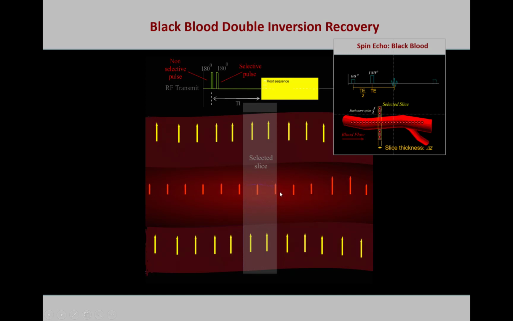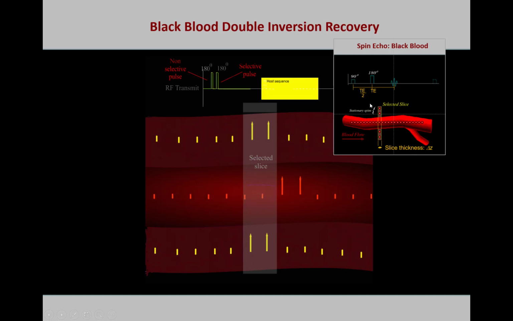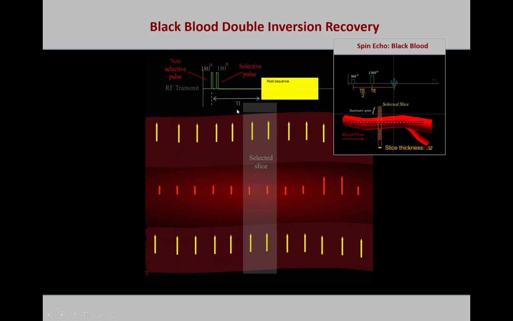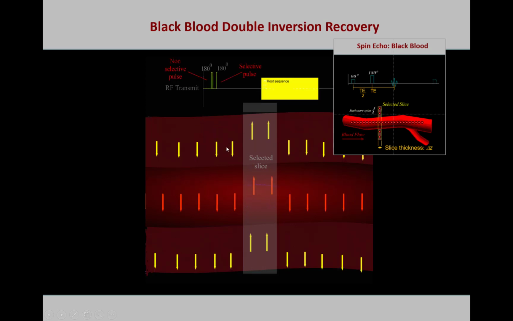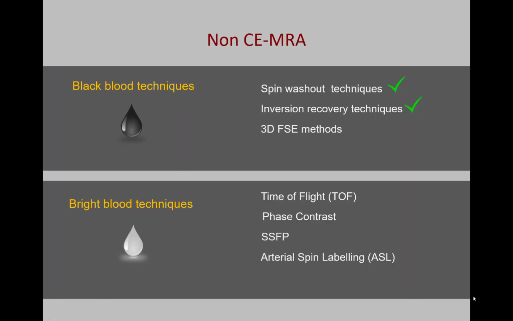But it has a relatively long time to pass through that slice. It's got time TI, where remember with the black blood sequence we only had TE/2, and TI will be appreciably longer than TE/2. So this approach, the double inversion recovery approach, will be more tolerant to slow flow. Okay, so that's the inversion recovery approach to black blood.